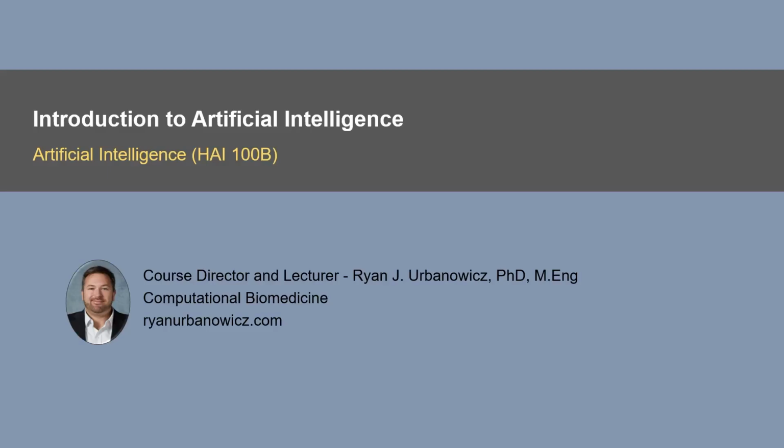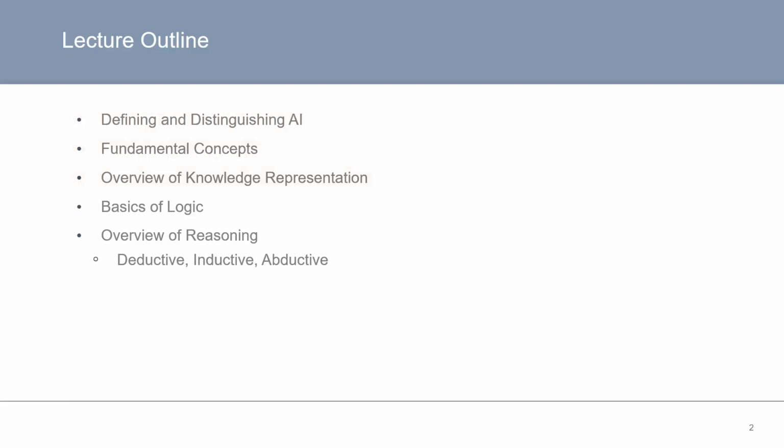Welcome to this lecture introducing artificial intelligence. In this lecture, we'll start by defining artificial intelligence and distinguishing it from other related terms. Next, we'll discuss the fundamental concepts upon which AI is built. Then we'll provide an overview of three key concept areas, including knowledge representation, logic, and reasoning.